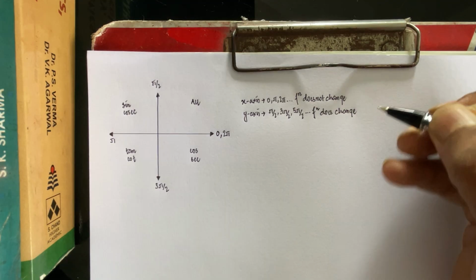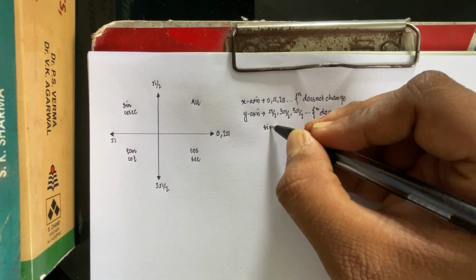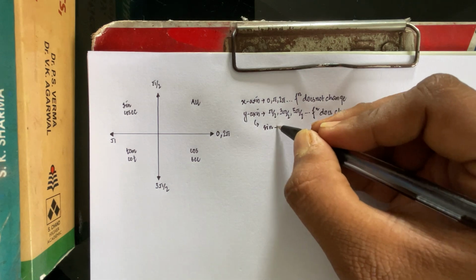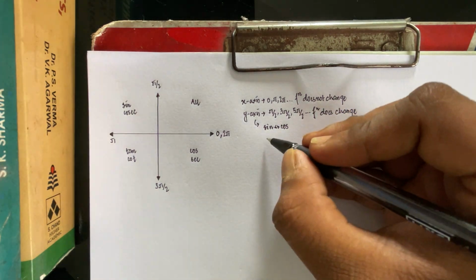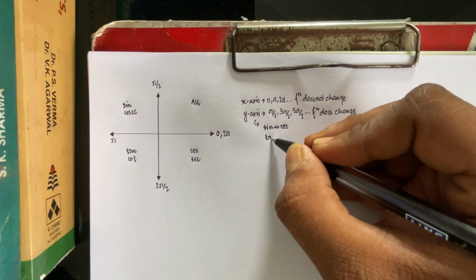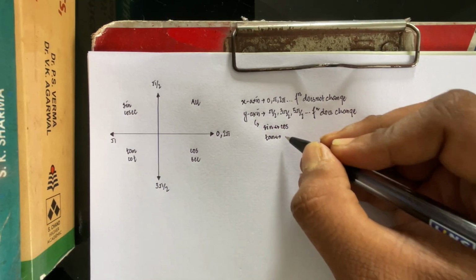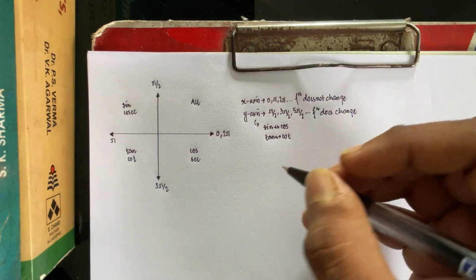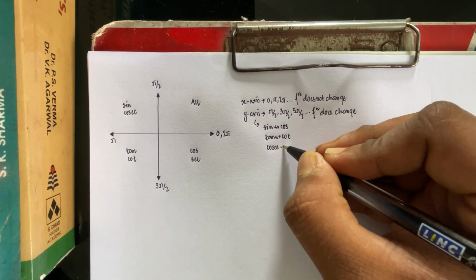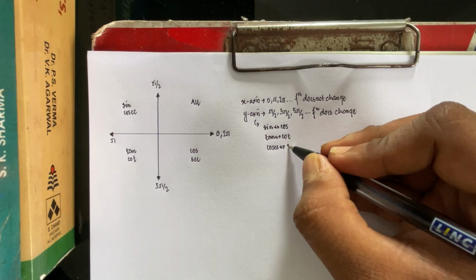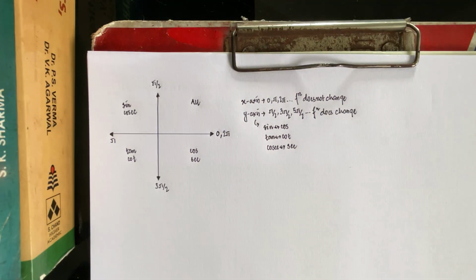How does it change? If we have sine, it will be converted to cos. If we have cos, it will be converted to sine. If we have tan, it will be converted to cot, and vice versa. And if we have cosec, it will be converted to sec, and sec will be converted to cosec.